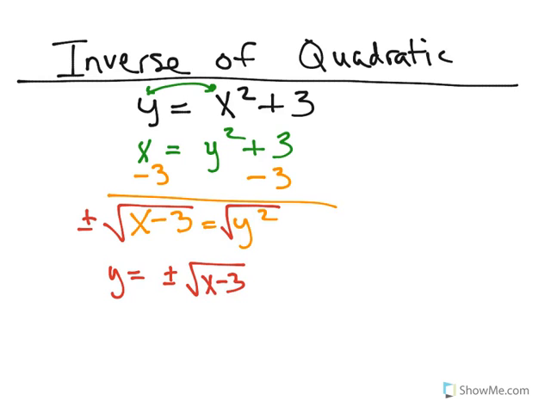When I rewrite it to show it's an inverse, I have f of x, so the inverse notation, equals plus or minus the square root of x minus 3.